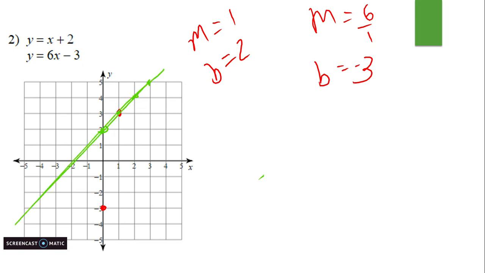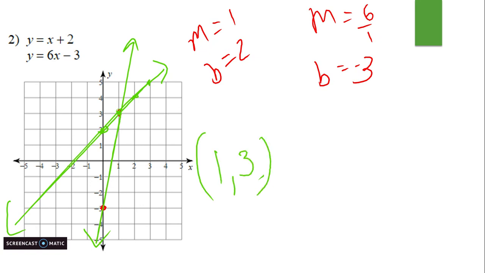One is there. Other one is there. And clearly they intersect right there at 1, 3. Hopefully you can be a little bit neater with yours. It's kind of hard because my straight edge slides around on the Chromebook.